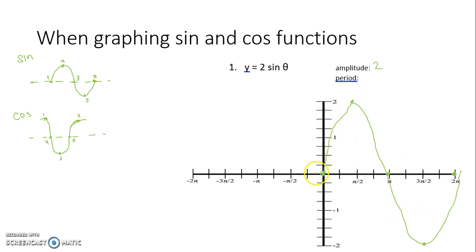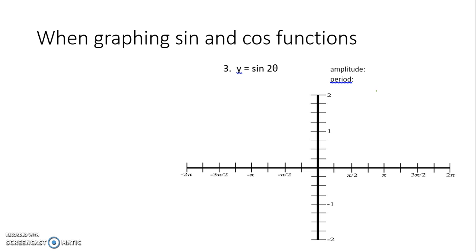Continue that backwards. Your period did not change at all. It still took you 2 pi to get there. Going quickly, on this one, now the 2 is inside that sine function, so that will actually affect your period. Your typical period is 2 pi. You are always just going to divide by whatever's inside that. So I'm going to divide by 2. My new period is pi, which means you have your full graph being completed by the time you hit pi.